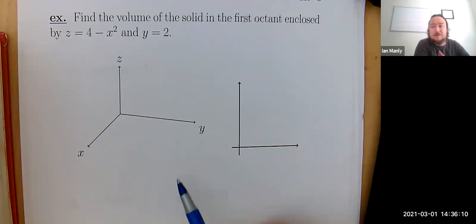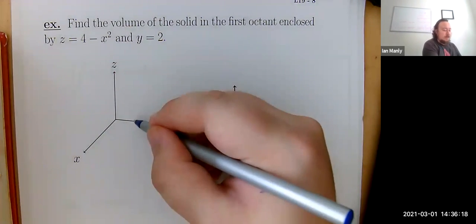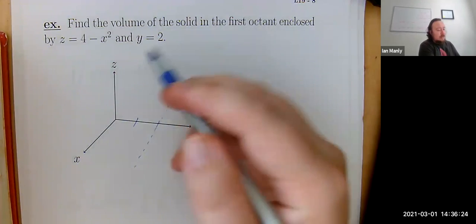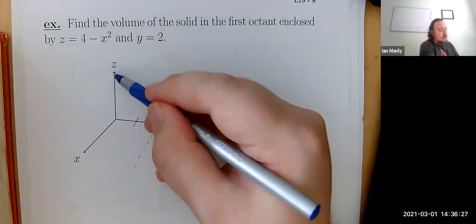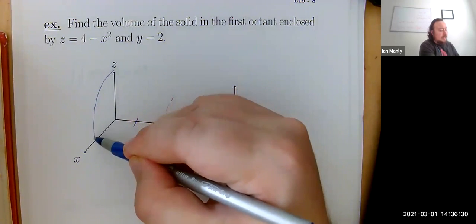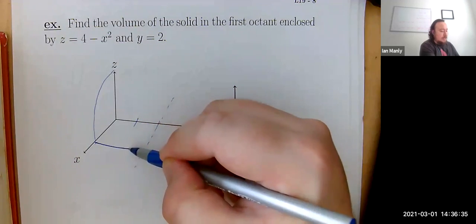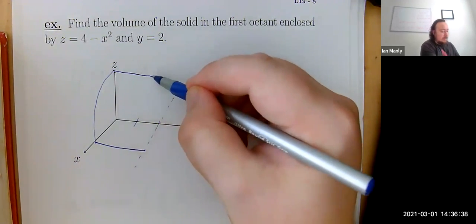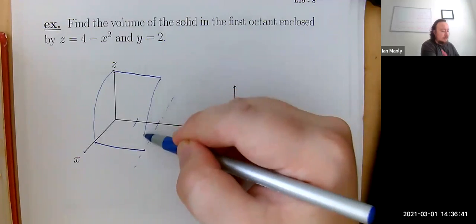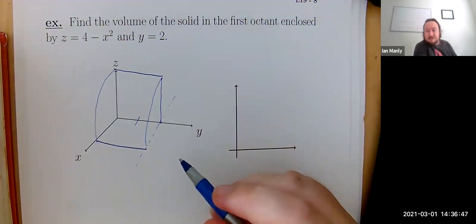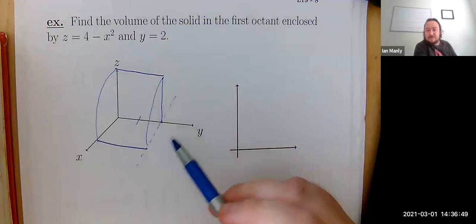Find the volume of the solid in the first octant enclosed by z is 4 minus x squared and y equals 2. All right, let's draw this. So here's y is 1, y is 2, is right here. All right, z is 4 minus x squared, so we draw a parabola in the zx plane. And since y isn't mentioned at all, we can kind of just extend this in the y direction until we hit y equals 2. So we end up with this as our shape right here.